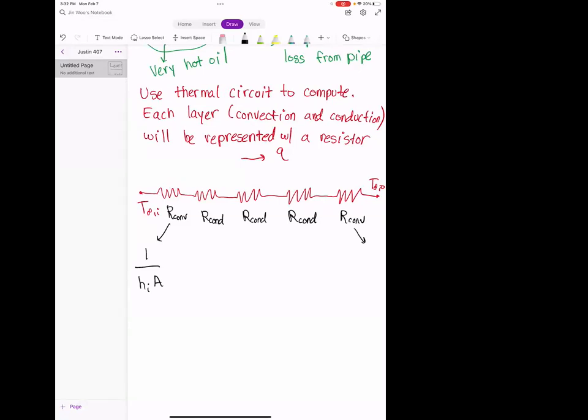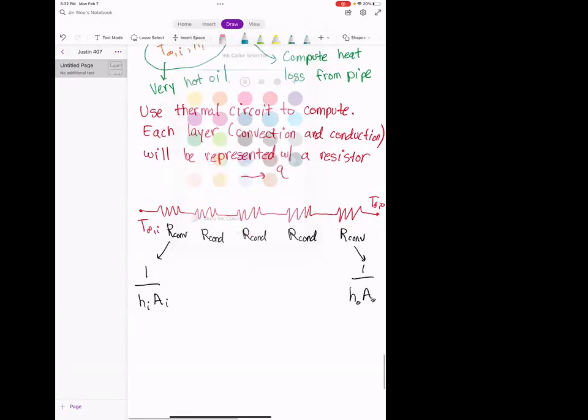All right. So our convection resistance, remember, is just going to be 1 divided by the convection coefficient multiplied by the area. And so for the inner convection resistance, we're going to have 1 divided by H_I multiplied by A. Okay. And then for the outer one, we're going to have 1 divided by H_O multiplied by A. Okay. And in fact, this will be the inner area and the outer area, because what you'll see is that they're actually different. Okay.